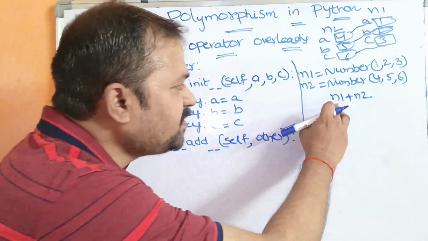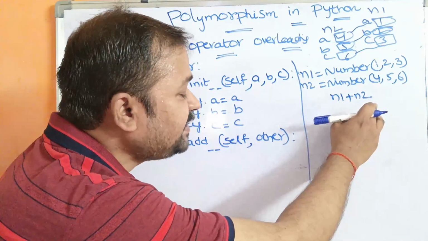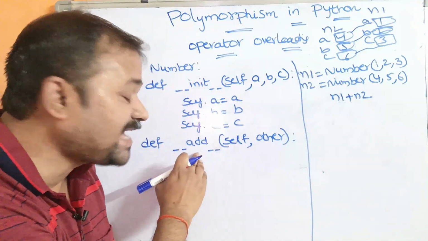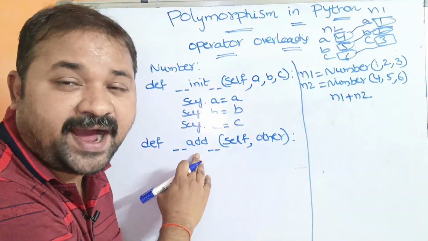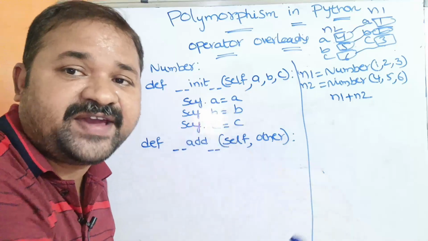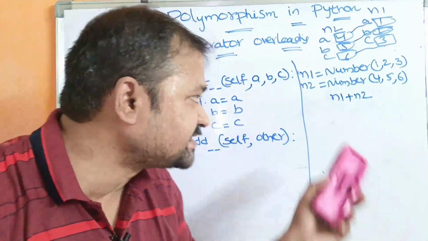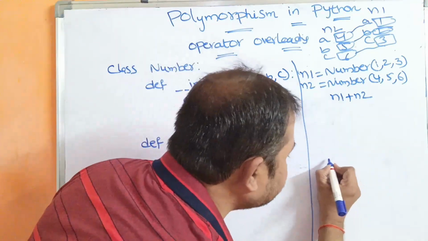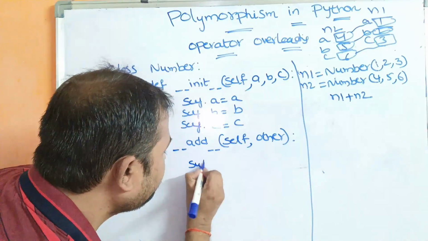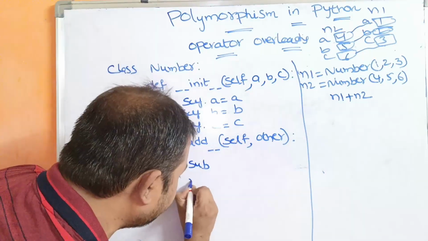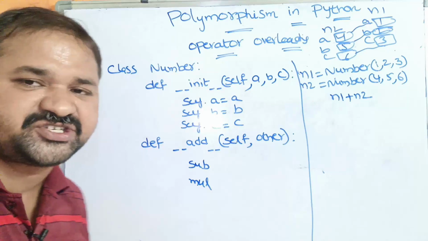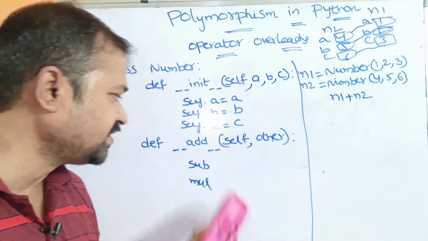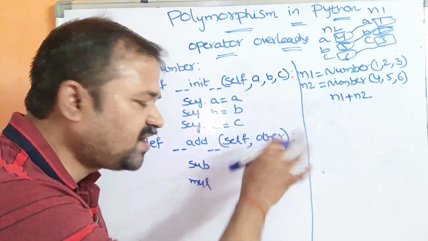So for n1 + n2, whenever the statement is executed, this add method will be called. Likewise, if we want to overload minus, then we have to use the sub function. If we want to overload multiplication, then we have to use the mul function. For all the methods, the prototype is the same: self, other.